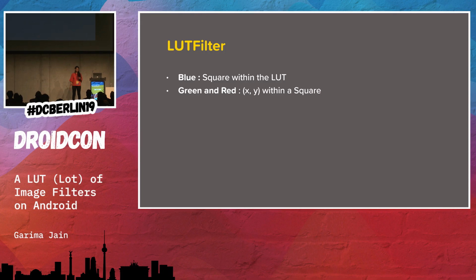So for example, if we take an input pixel, let it be 127, 127, 127, the blue value will give me which square to pick. Green and red values will give me which x and y to pick within the square.